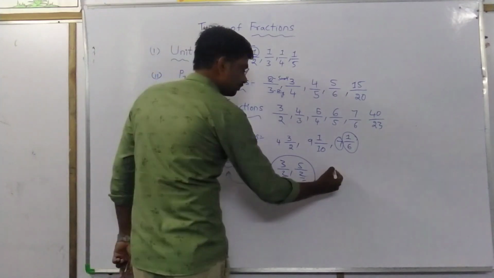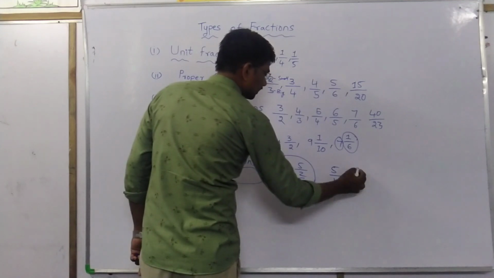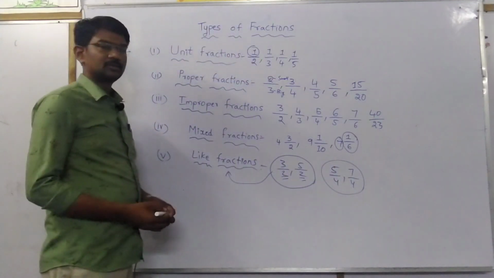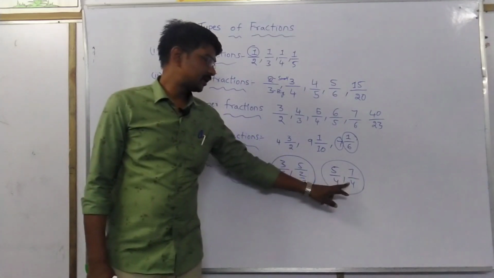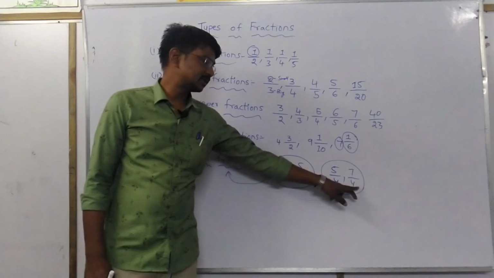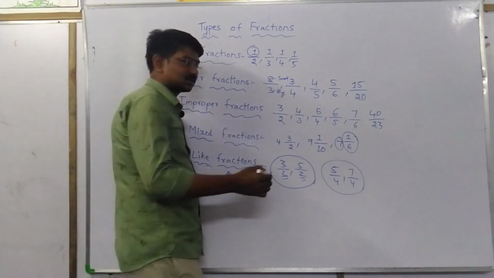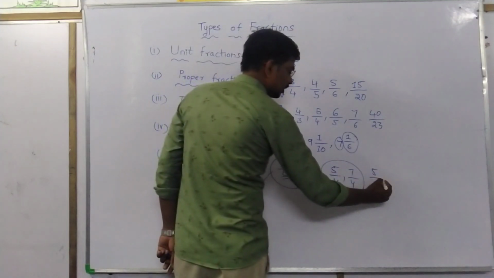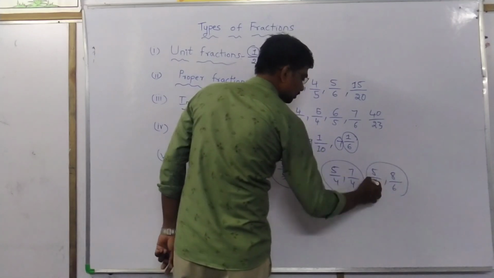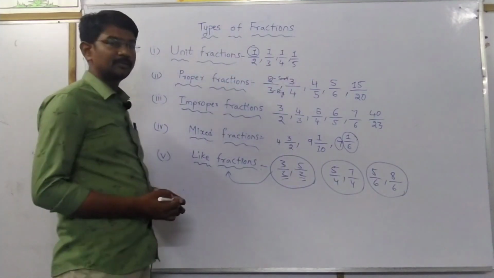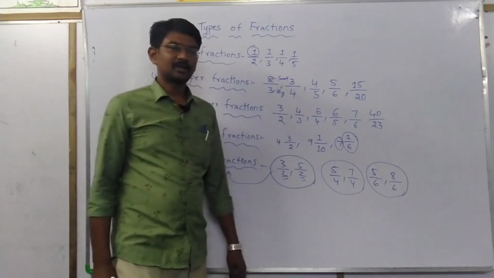One more example, 5 by 4 comma 7 by 4. What is the denominator here? 4 here, here 4. So same denominators, the fractions with the same denominators are called like fractions. One more, 5 by 6 comma 8 by 6, same denominators. So these are also called like fractions.